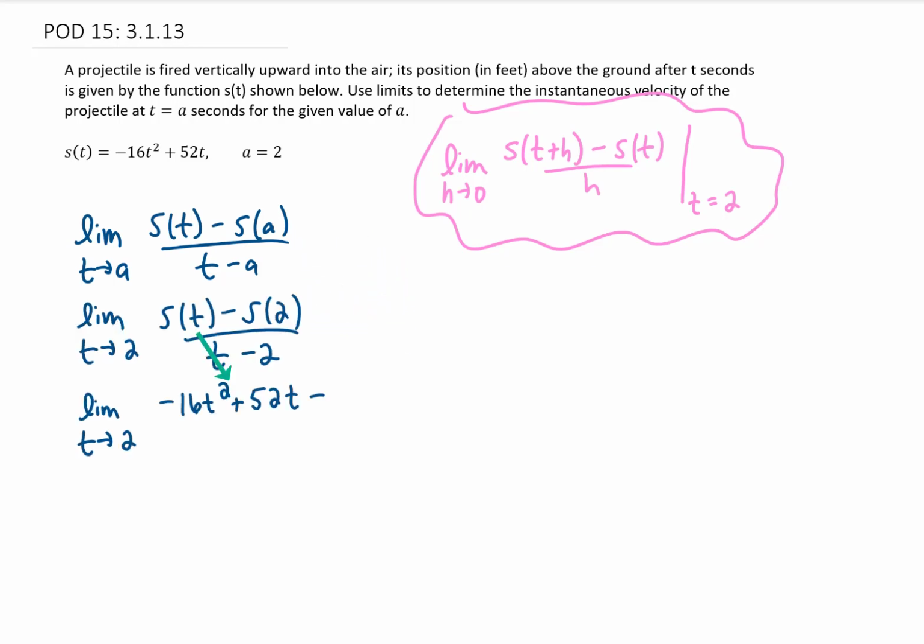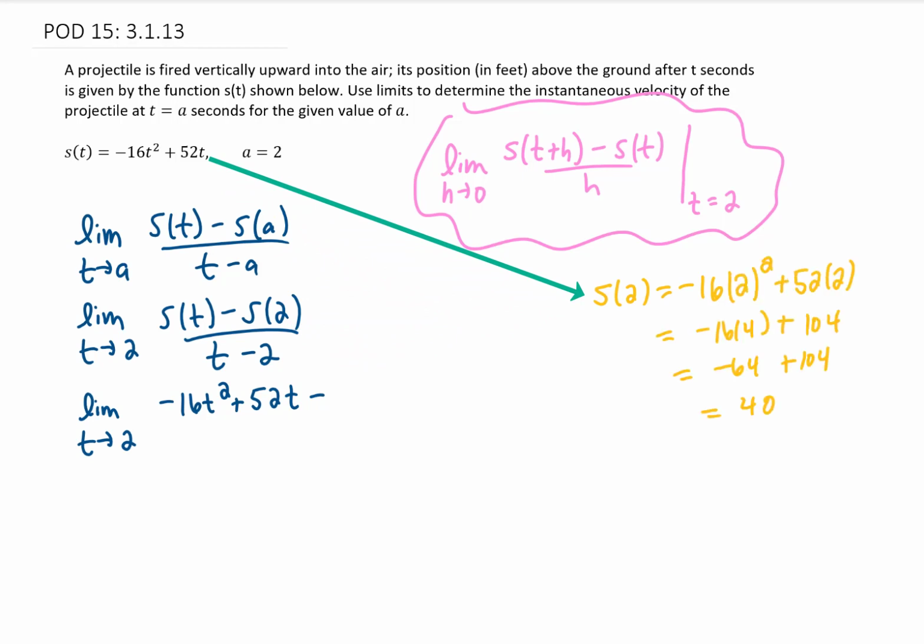and we can plug the given function s of t into this formula. And we need to find s of 2, so maybe off to the side somewhere. s of 2 is the value that we get when we plug t equals 2 into that given function. I'm getting that that number is 40, so we can plug that in right here. And I'll leave the denominator as it is, t minus 2.